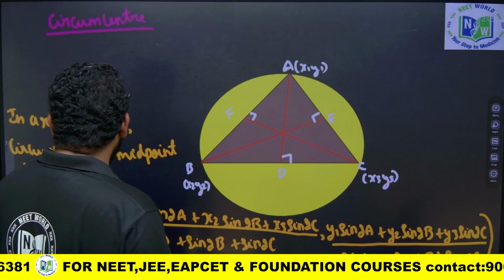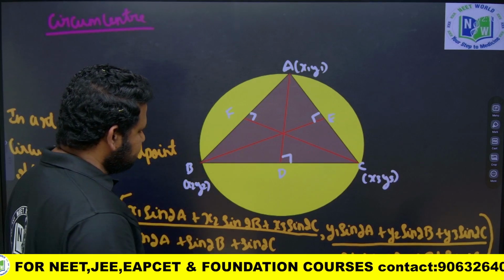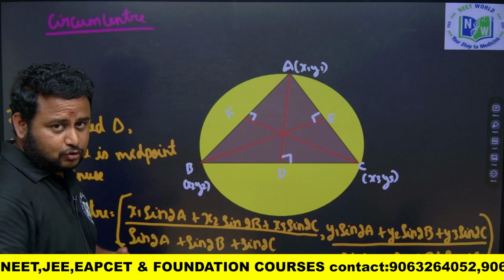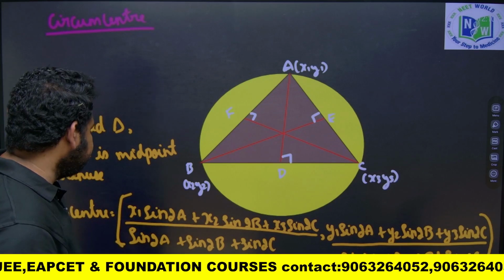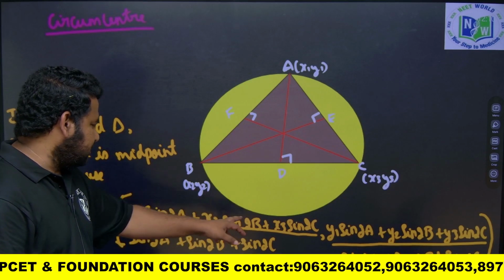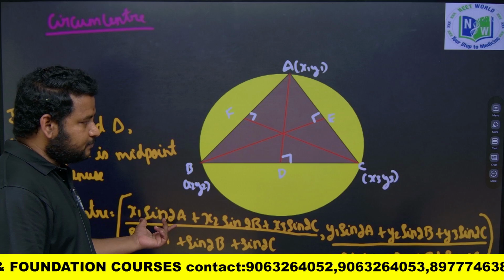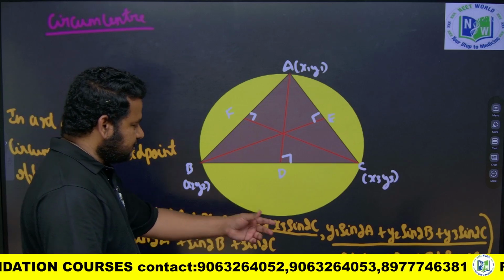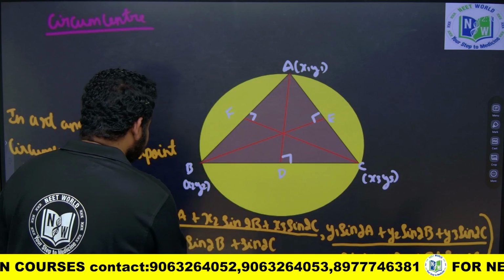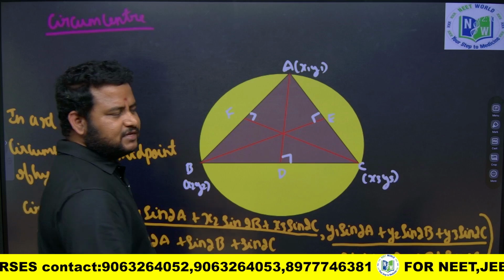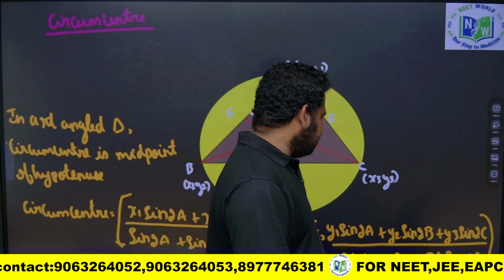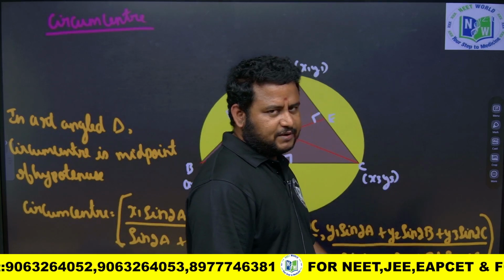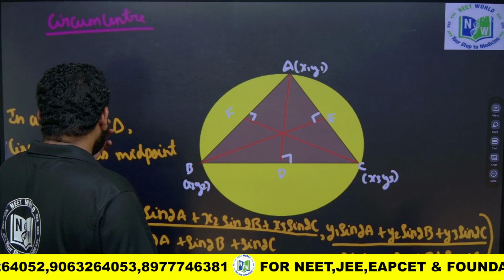At that time, the coordinate of the circumcenter is given by x1 sin 2A plus x2 sin 2B plus x3 sin 2C, divided by sin 2A plus sin 2B plus sin 2C. Same thing for y: you will have y1, y2, y3 with sin 2A, sin 2B, sin 2C, which are common. Okay, that's it when it comes to circumcenter.